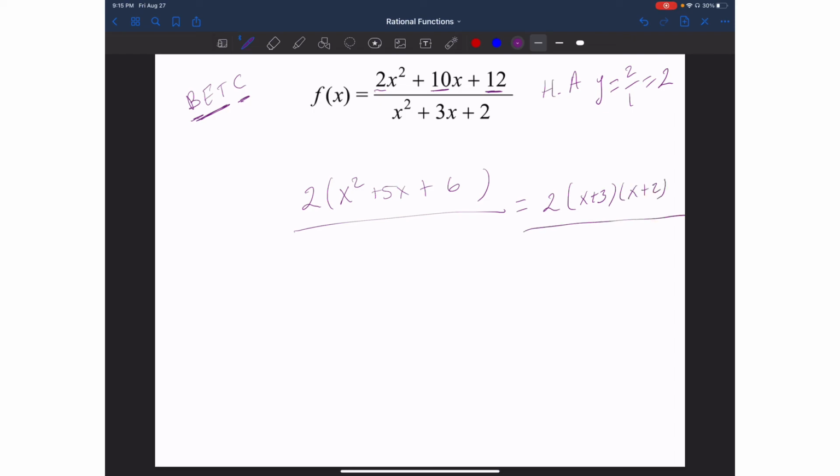If you want, you can do it with your box, but I am comfortable enough where I can do it in my head. But if you're not, nothing wrong with doing the box, even if it takes you a little bit more time. Looking at the bottom, I am going to factor that into (x plus 2) and (x plus 1).